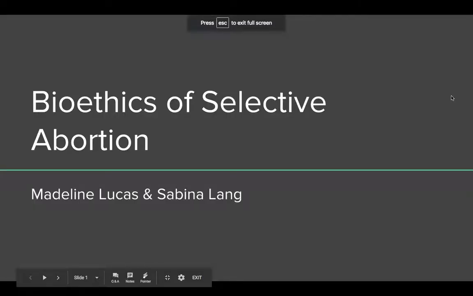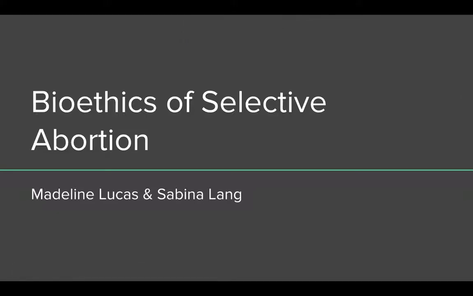Our topic that we are discussing is the bioethics of selective abortion with babies specifically prenatally diagnosed with Down syndrome. We'll be looking at the concept of eugenics and current statistics around selective abortion, followed by the models of disability that influence the two sides of this argument. Lastly, we'll discuss the different views and implications for those for and against selective abortion for babies with Down syndrome.